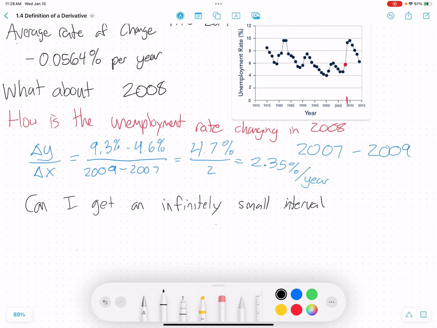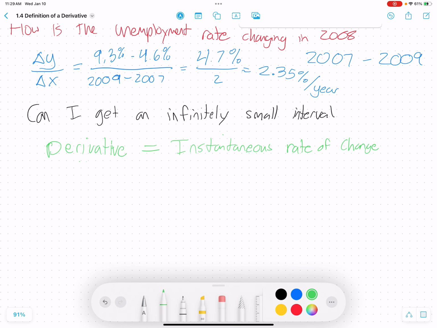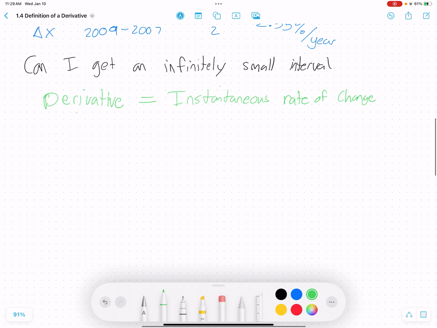We call this a derivative, okay? What a derivative is, is what's called an instantaneous rate of change. It's the rate of change at a specific point. And that's what a derivative is. And like I said, if we have an equation, it's possible to actually calculate this.